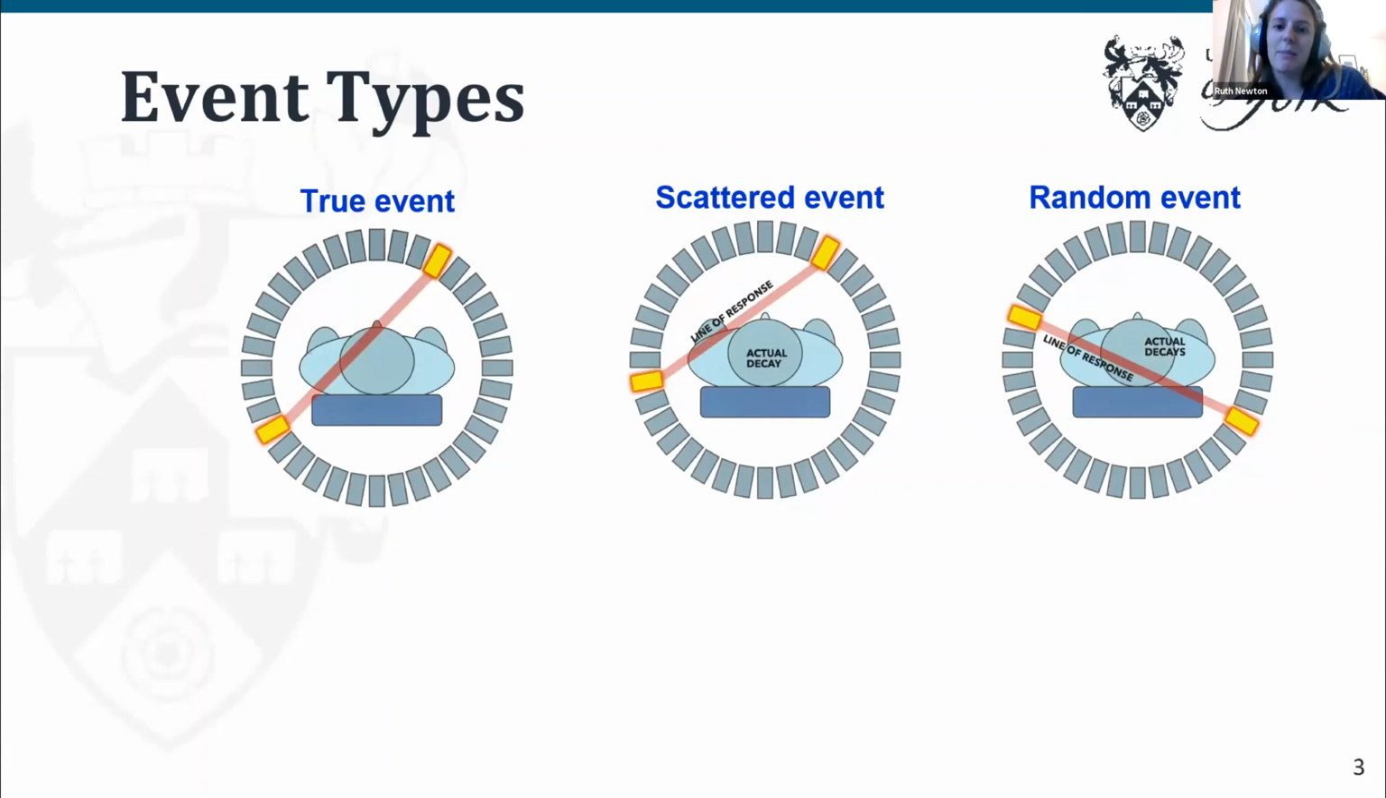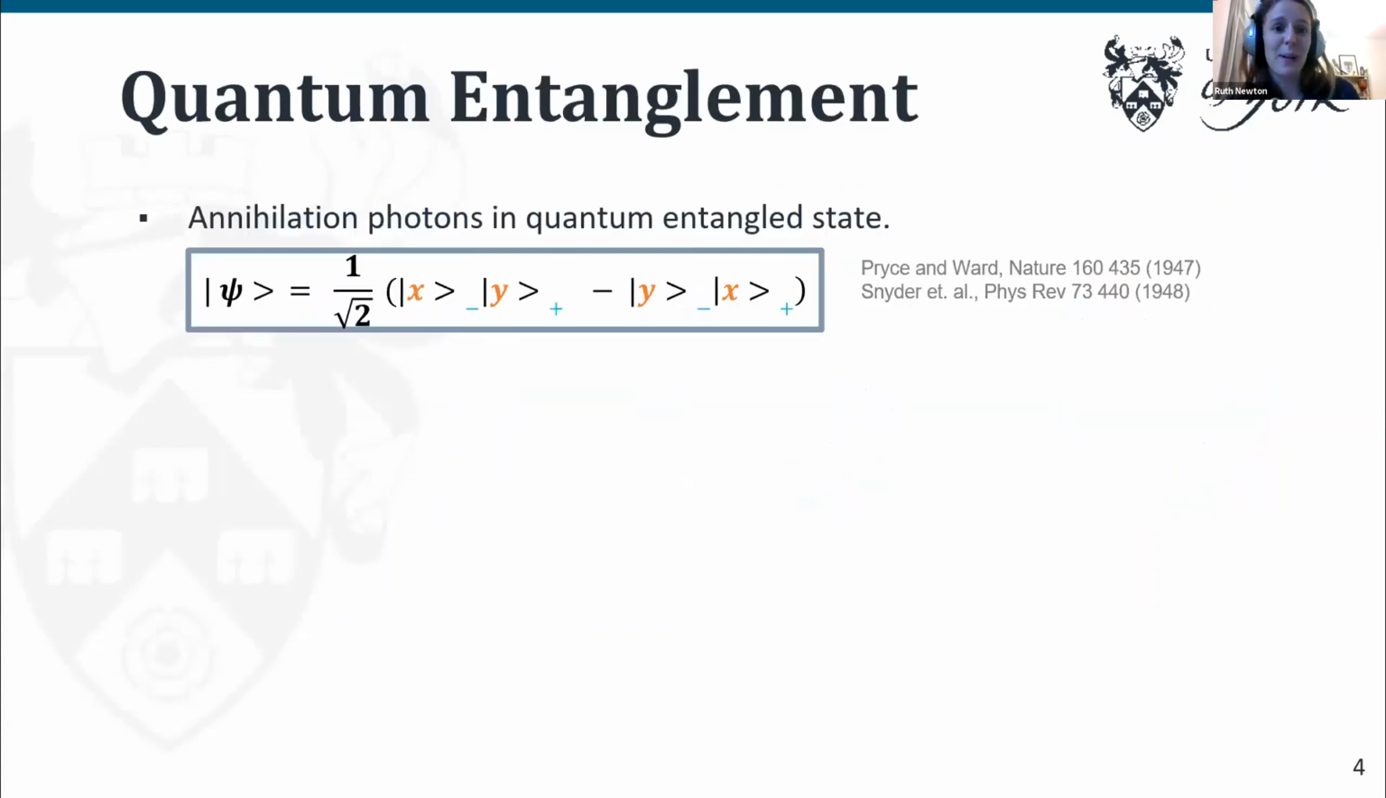So these offset lines of response create noise and artifacts in our final images. To give you an idea, in a 3D scan, particularly around the torso where we're bigger, these can make up 30 to 50% of everything that we detect. So it's no small feature here. The aim really is to be able to separate out our true events from our noisy, scattered and random events. And as Dan introduced earlier, we want to be able to do this using quantum entanglement.